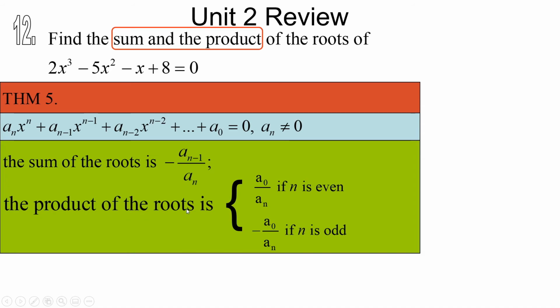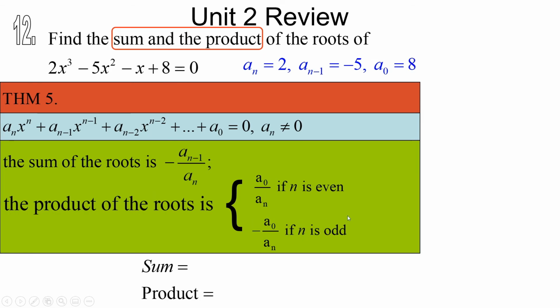And the product of the roots is, if n is even, the constant over the leading coefficient, and if n is odd, the opposite of the constant over the leading coefficient. So to answer a question like this, all I need are a sub n minus 1 and a sub 0. Look at this cubic equation. Isn't a sub n my leading coefficient? 2. And isn't a sub n minus 1 then the quadratic coefficient right here, negative 5? And a sub 0 is my constant. What's my constant? It is an 8.